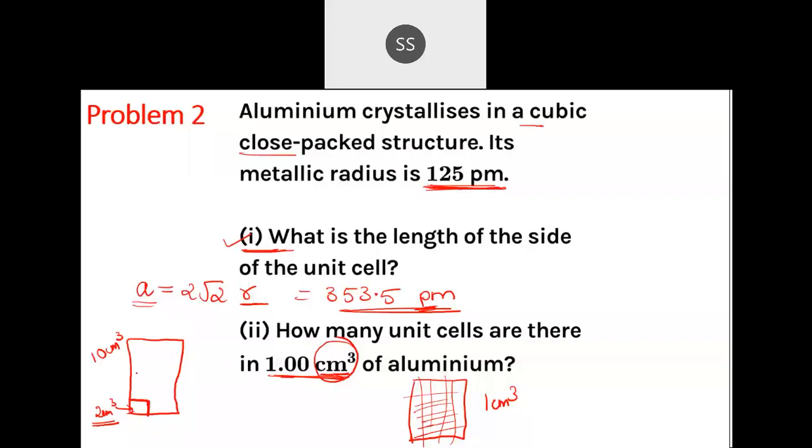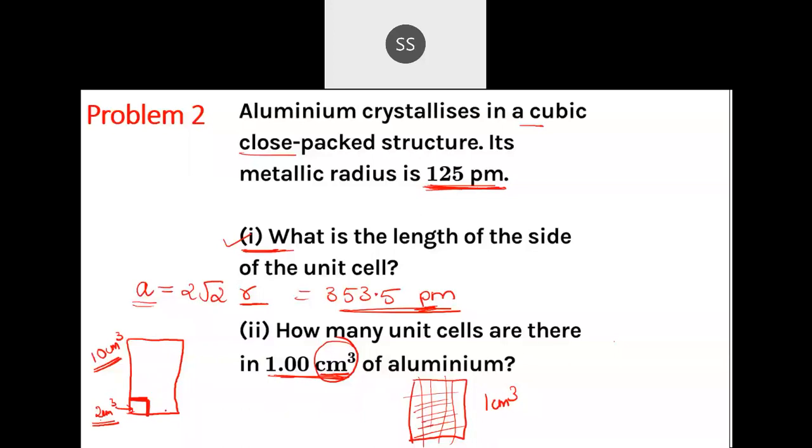I'll repeat if you want. I have one huge chocolate bar with me, which is having the volume of 10 centimeter cube. That full volume is 10 centimeter cube. And if I tell you that one piece of it is 2 centimeter cube, can you tell me how many small pieces like that I will be having in this 10 centimeter cube chocolate bar? Each piece is 2 centimeter cube. Whole volume is 10 centimeter cube.